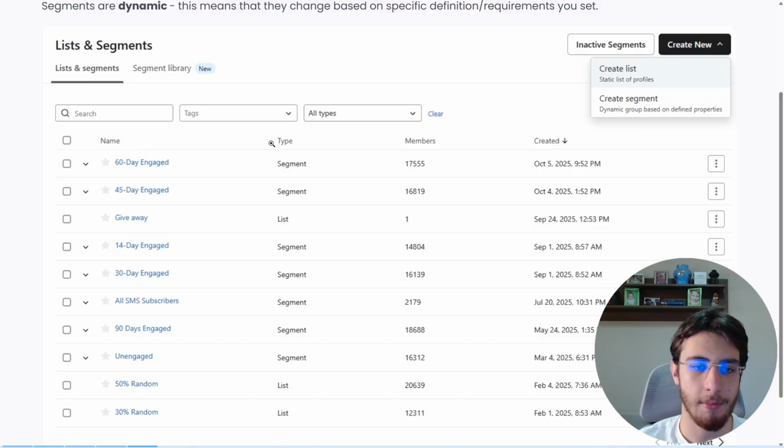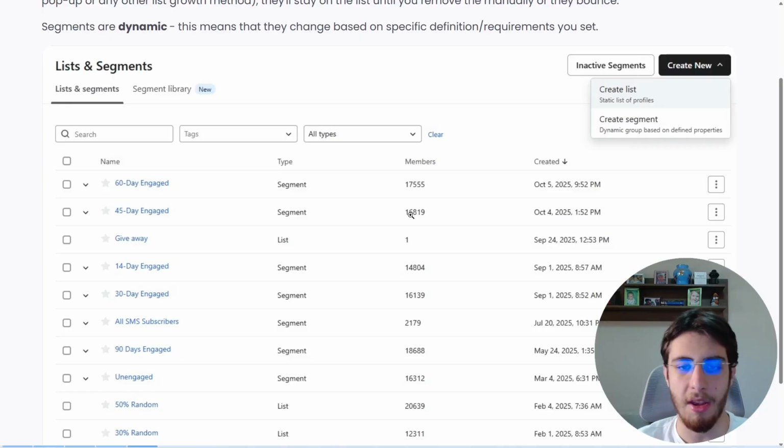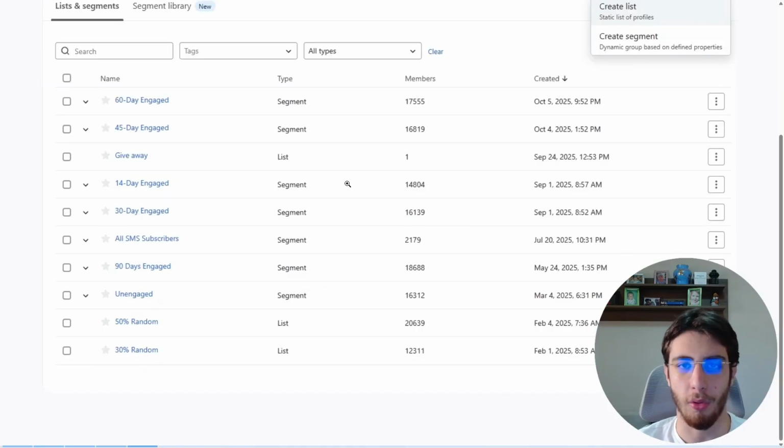But you can see here segments. So 60-day engaged, 45-day engaged. Then we have a list. So giveaway list. Then we have, for example, these segments, SMS subscriber segment. And then we have 50% random list, whatever you can see. So it's a type here. Then we have members, so number of people in the list or segment. And then we have date created. Doesn't really matter. I just wanted to show you this in case this is your first time seeing this.